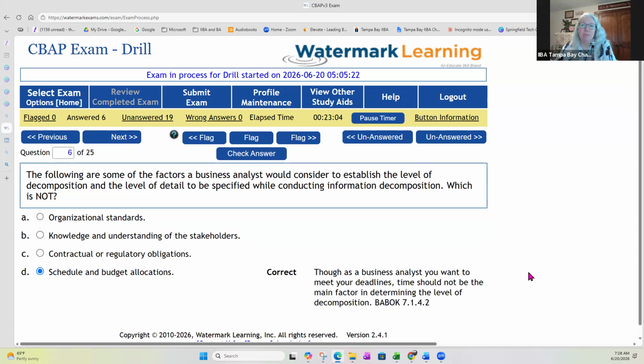Okay, so though as a business analyst you want to meet your deadlines, time should not be a main factor in determining the level of decomposition. So you do use organizational standards, what people are used to, and knowledge and understanding of the stakeholders. You talk to them at their level. The developers are going to need very much more granular information than the executives. Contractual or regulatory obligations, you've got to get down to the level where it meets the needs of whatever the contract or the regulatory obligations require. So these are the three that you will be using.